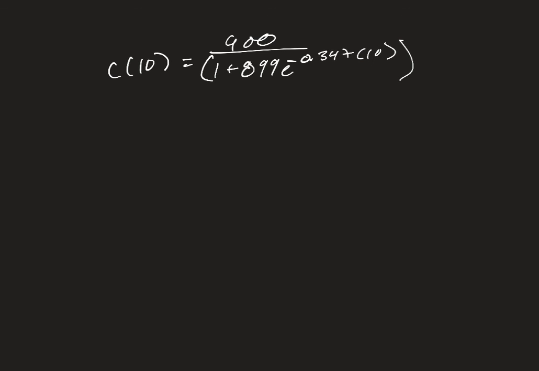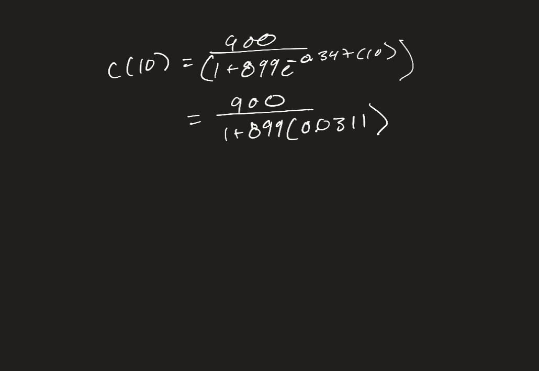This one has less solving. You don't need to use logs. You're literally just plugging in 10. I'll write a couple of steps out. We have 900 over 1 plus 899 times e to the negative 3.47, which I'll just do in my calculator. E to the negative 3.47 is 0.0311 and some other digits.